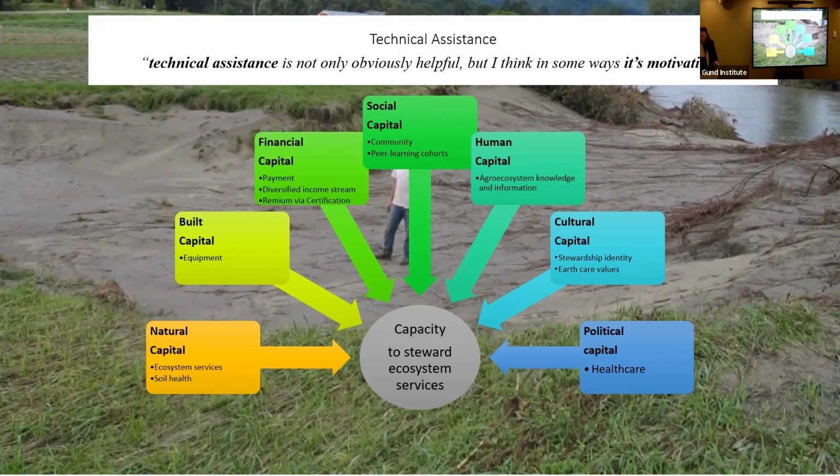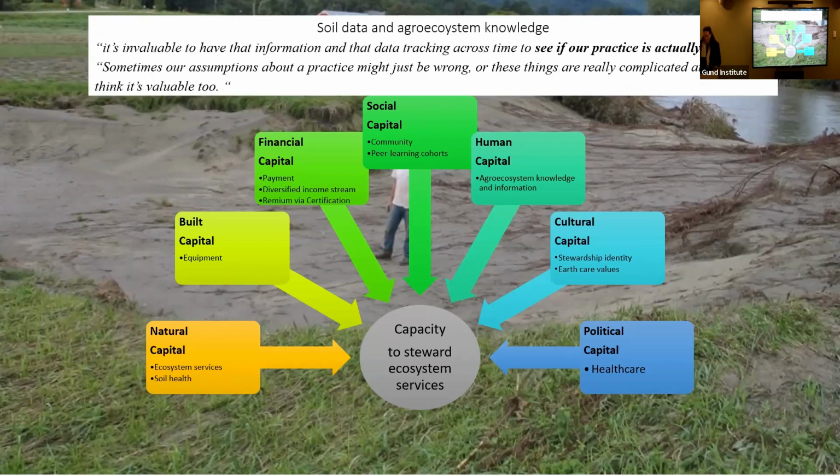Okay, so there are other things besides payment that we should be thinking about to support farmers in stewarding ecosystem services. There's a lot of quotes about soil data and agroecosystem knowledge. So here's one. It's invaluable to have that information and that data tracking across time to see if our practice is actually working. Sometimes our assumptions about a practice might just be wrong, or those things are really complicated at least. I think it's valuable too. So people are really interested in the way that they can learn about the context specific of their site.